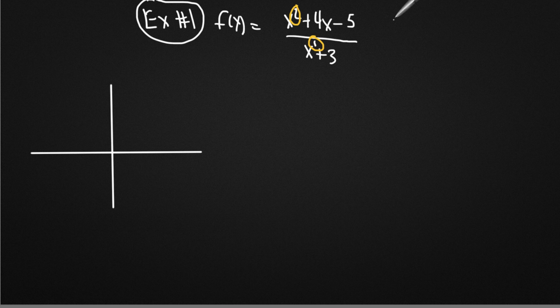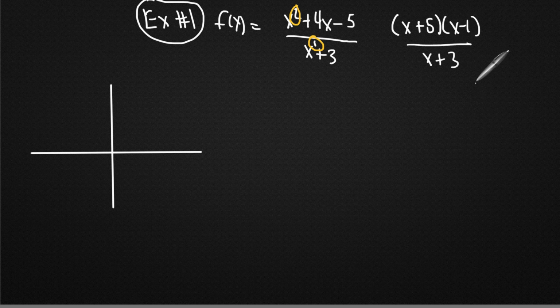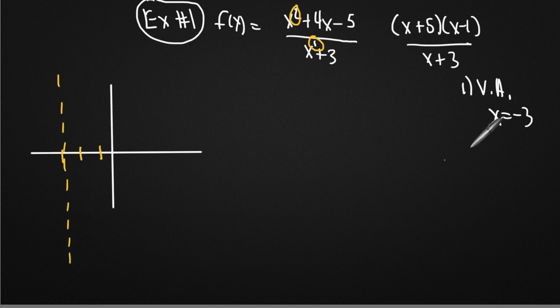We're going to factor the top, and that's going to be x plus 5 and x minus 1, and the bottom is x plus 3. So we're going to follow the same type of pattern here for a few of these things. We're going to first find the vertical asymptote. That's going to be setting the bottom equal to 0, so x equals -3. So we'll go ahead and put that on our graph. So x equals -3, no problem there.